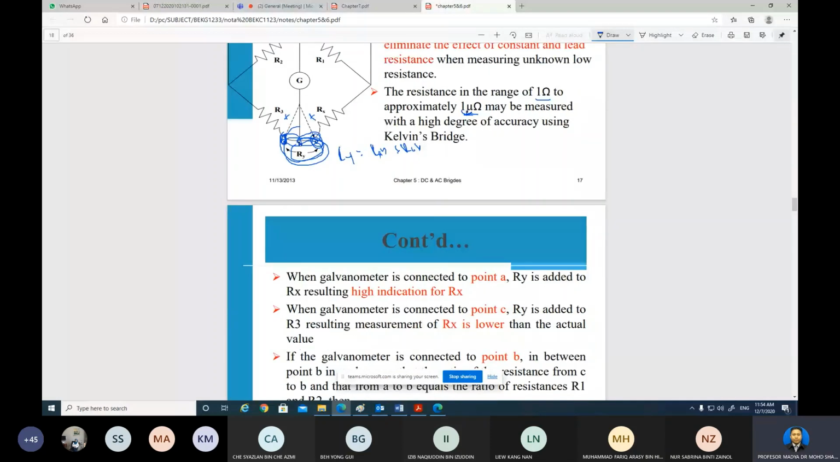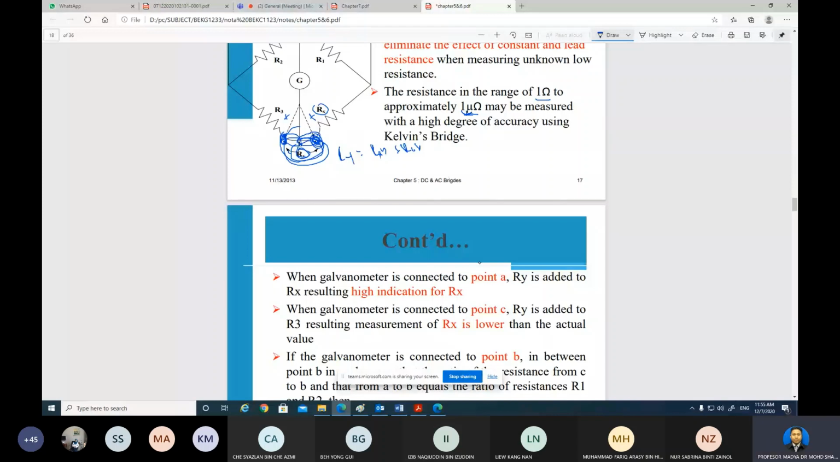You can see this one. When we put the galvanometer here at point A, Rx will be added with Ry here. That means our Ry will be added to the Rx, resulting in a high indication of the Rx. When we put the galvanometer here at point C, that means our Ry will be added with R3, and then the Rx will be lower than the actual value.